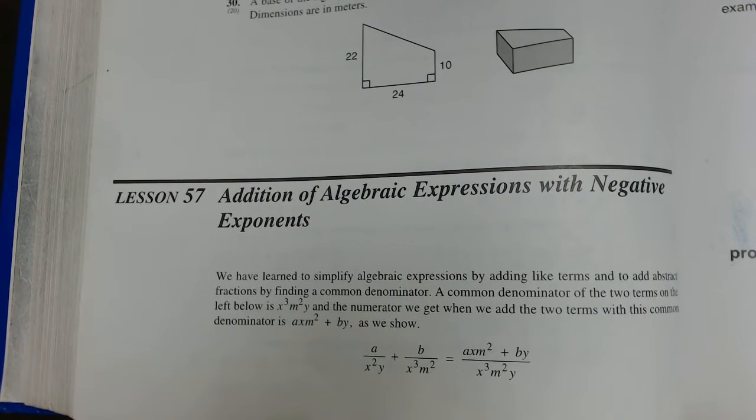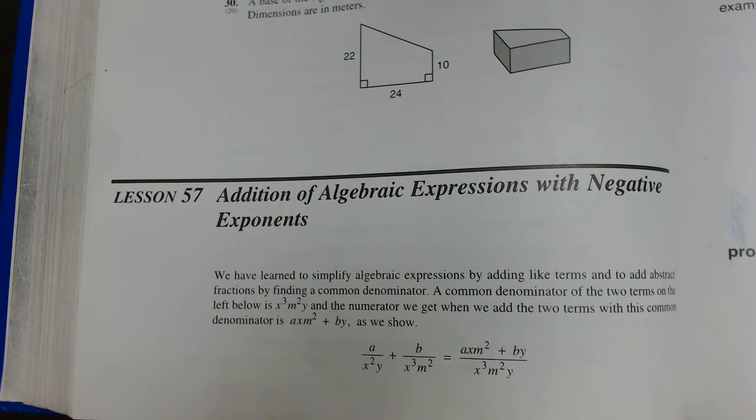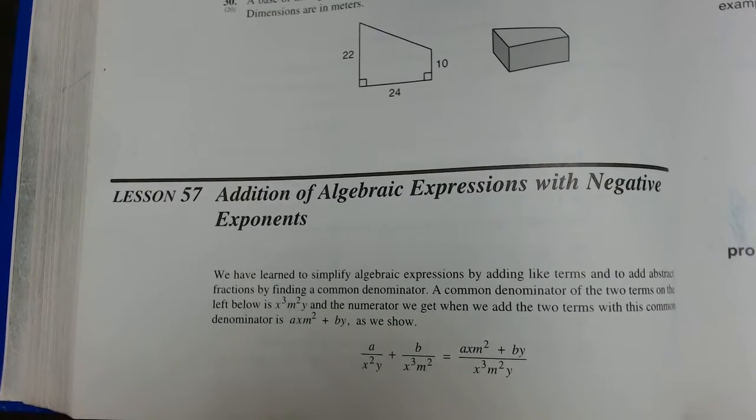Algebra 1, Lesson 57, Addition of Algebraic Expressions with Negative Exponents. Now this is another way of saying addition of rational algebraic expressions because we're going to end up using fractions.